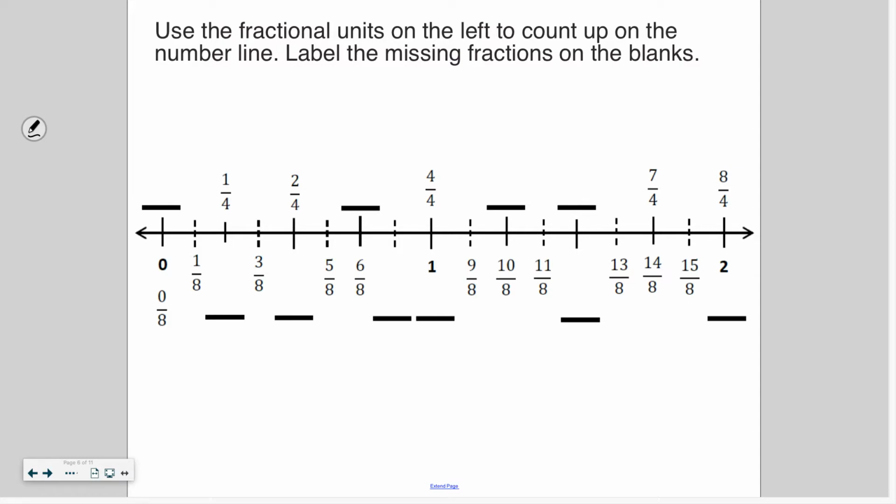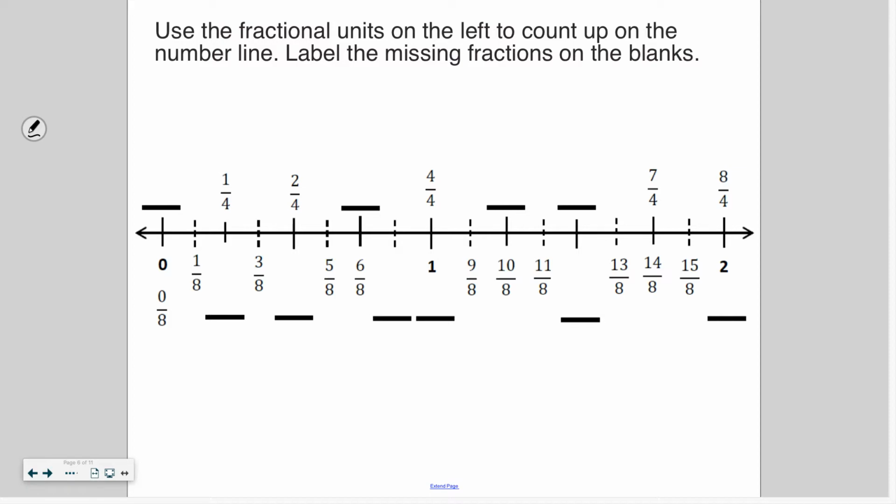right? So you can write in what fraction will go here, here, here, and here, and the same for the eighths, because I know drawing this out would take a long time. So just write down the fractions that you would label. What would you label these missing parts? So go ahead and pause now and press play when you're ready.